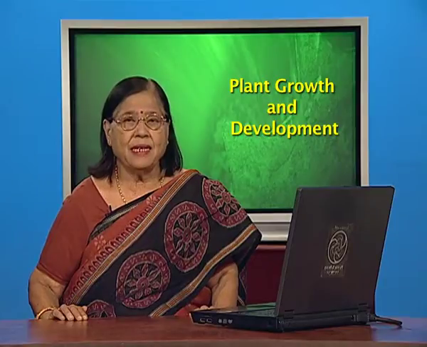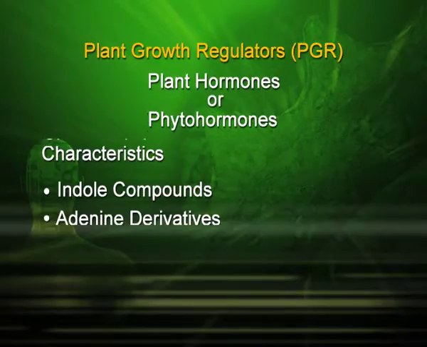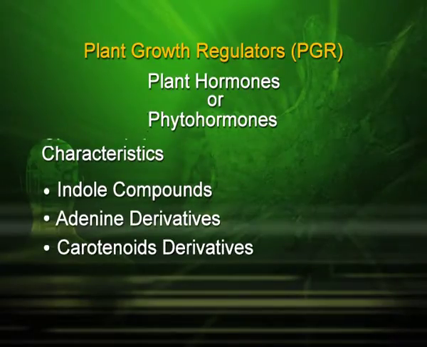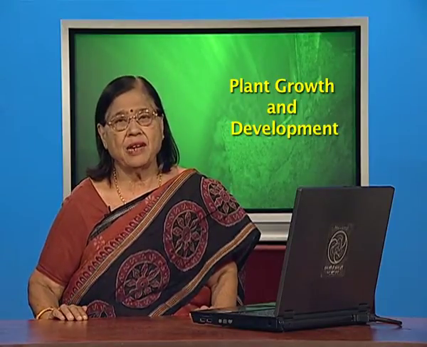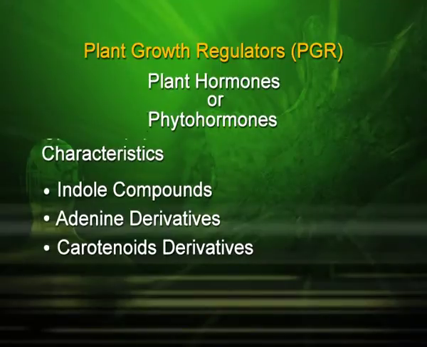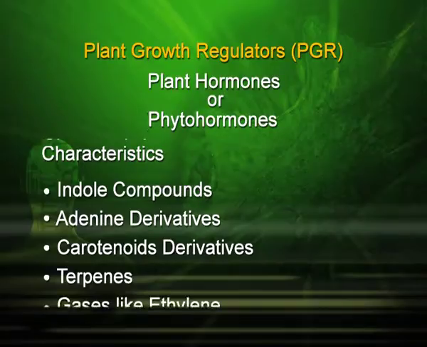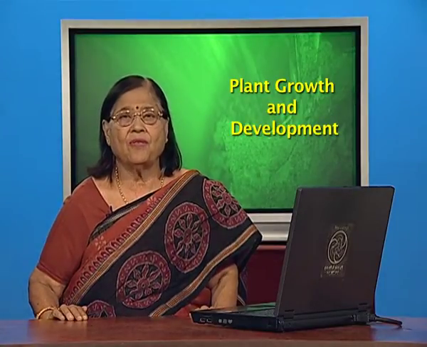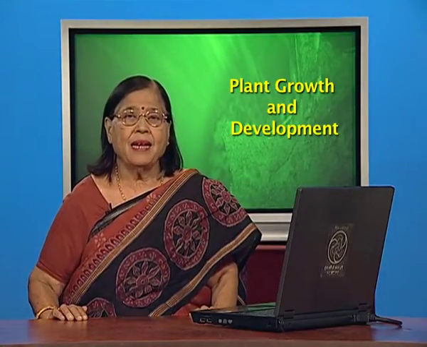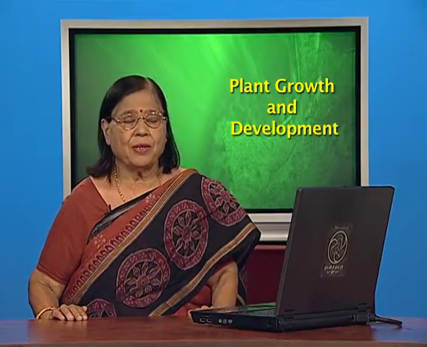So, it can be an adenine derivative, it may be a carotenoid derivative, that is another chemical group to which regulators may belong. Then they may be terpenes, or they may be in a gaseous form like ethylene. So, these are the chemical backgrounds of these regulators. Let us know more about it.